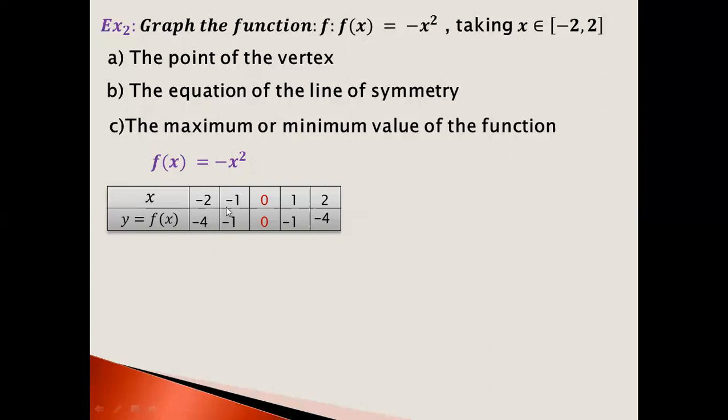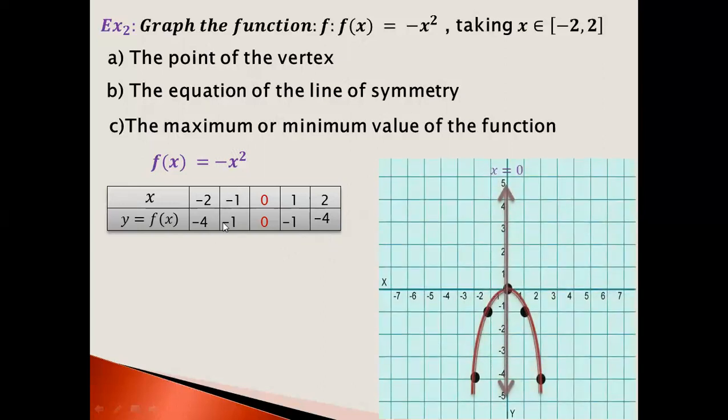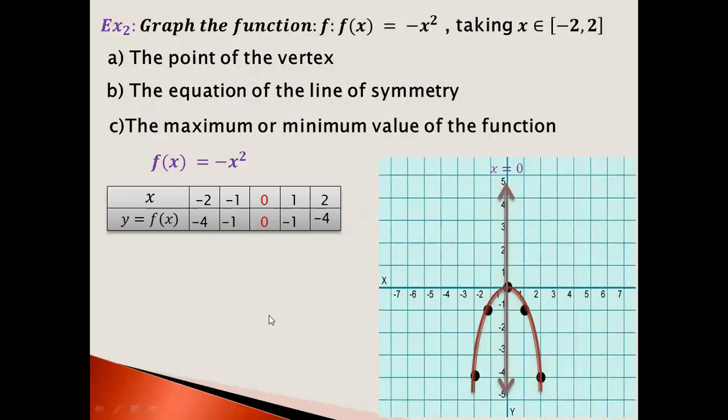And then if we need to find the image of the element negative 1, we have to replace the letter x here by the number negative 1. The result is going to be negative 1. And if we replace the letter x by the number 0, the image is going to be 0. And if we replace the letter x by the number 1, the final result is going to be negative 1. And if we replace the letter x by the element 2, it's going to be negative 2 power 2 equals negative 4.